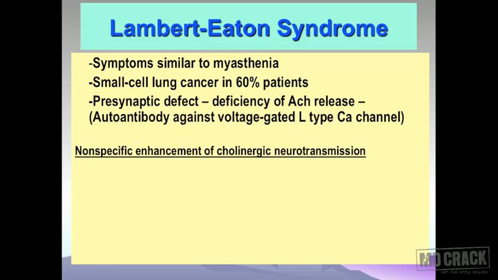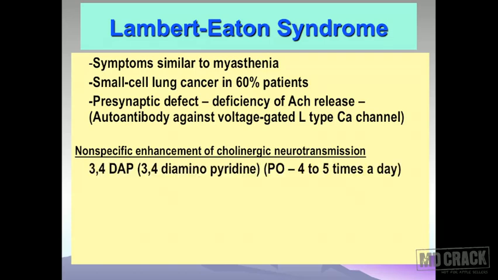What we can do is, we can non-specifically enhance the cholinergic neurotransmission. We can produce a non-specific enhancement of cholinergic transmission. And this could be done with the help of a drug called 3,4-DAP, that's 3,4-diaminopyridine. This is used by oral route of administration 4 to 5 times a day.